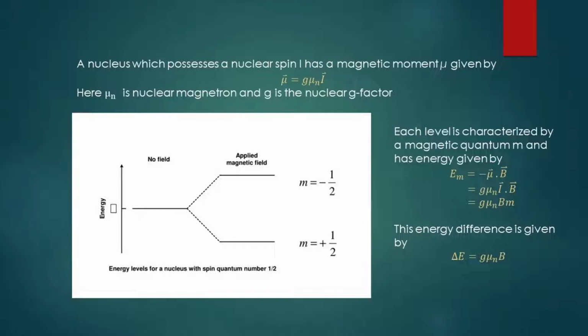So the nucleus possesses an intrinsic nuclear spin I. Apart from the total angular momentum J, which is basically L plus S, an atom also has nuclear spin angular momentum I. The corresponding magnetic moment is mu, which is equal to g mu_n I. Here g is the nuclear g factor, which is to be determined in this experiment. Mu_n is the nuclear magneton.